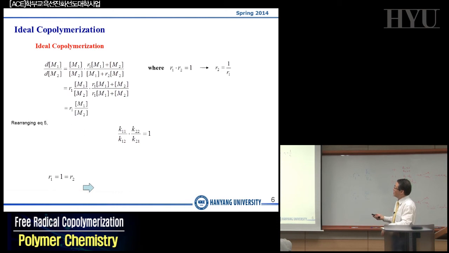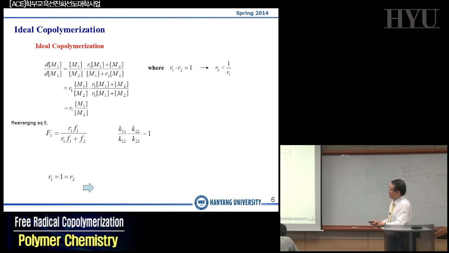So you can rewrite that when R1 R2 is equal to 1, R2 will be 1 over R1. So when you replace this R2 into here, you can come up with this equation, and you can cancel this out because numerator and denominator will be the same. So when R1 R2 is equal to 1, dm1 over dm2 will be R1 times m1 over m2. So if you know the monomer reactivity ratio of the first component, then you will be able to predict dm1 over dm2 by knowing the m1 over m2.